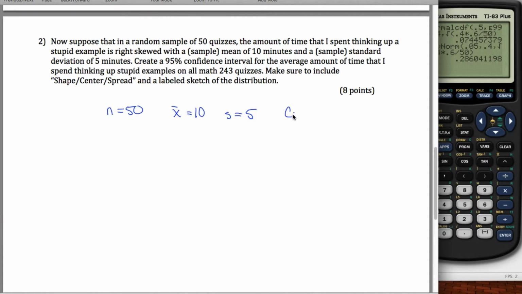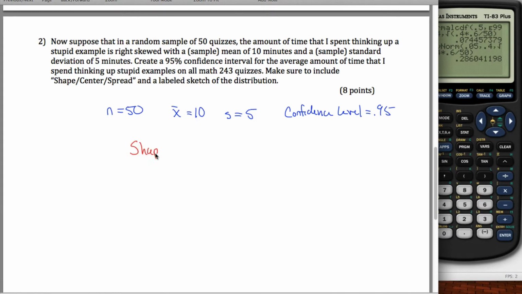And my confidence level is given to me to be 95%. So what it wants me to do is create a 95% confidence interval for the average amount of time that I spend thinking up stupid examples on all these quizzes. Make sure to include shape, center, spread, and a labeled sketch of the distribution. All right, so let's do it.